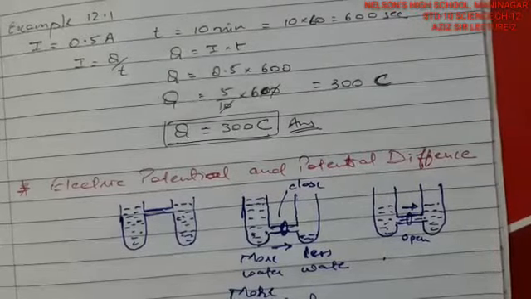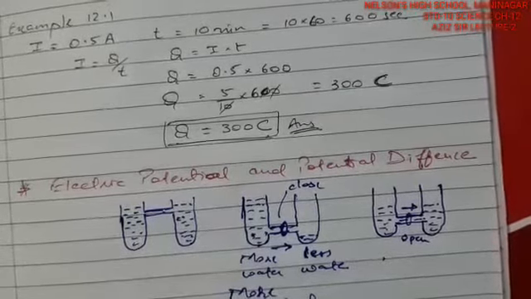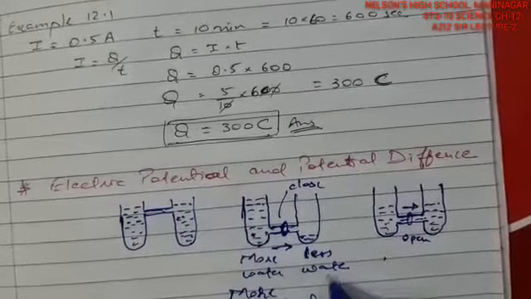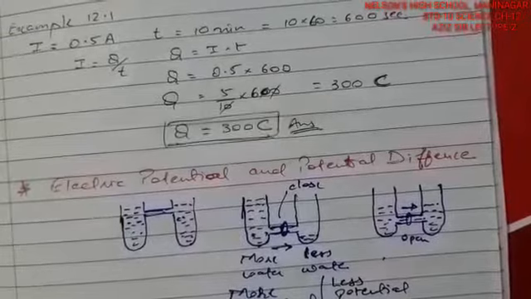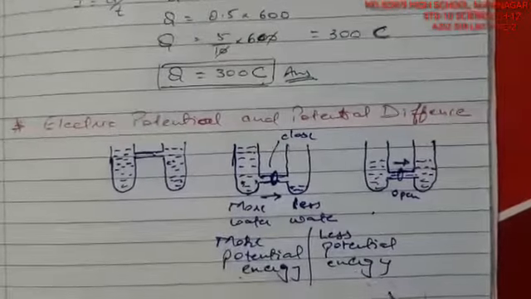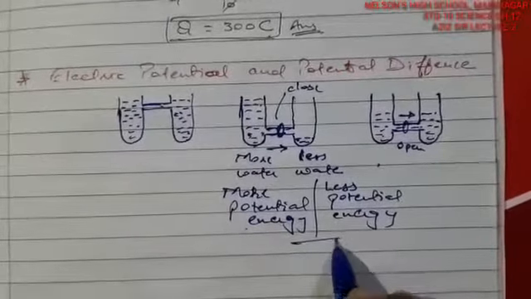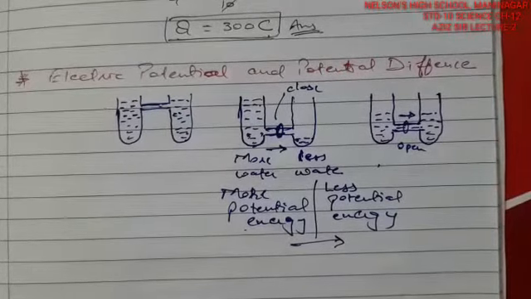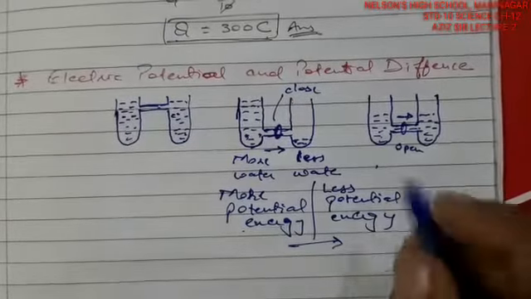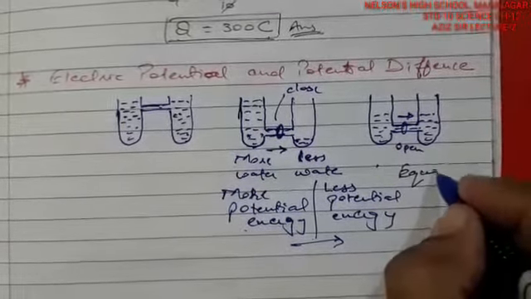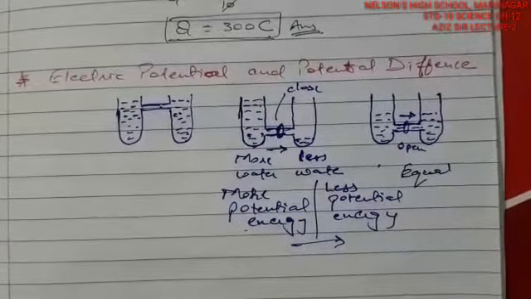More potential energy and less potential energy. So water always passes from more potential energy towards less potential energy, and it equalizes. They are both equal. So it is always passing from more potential energy to less.